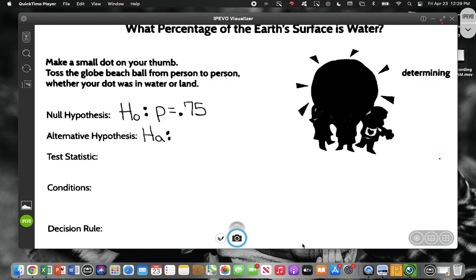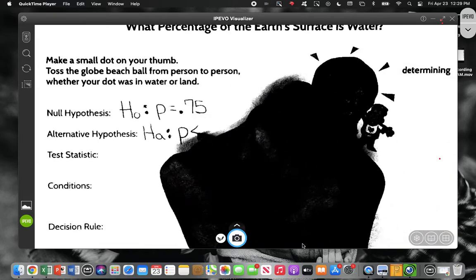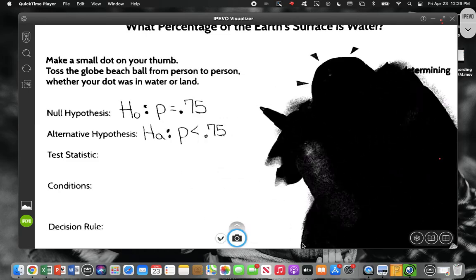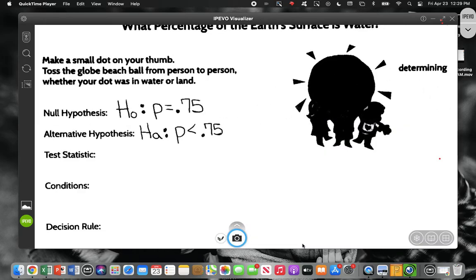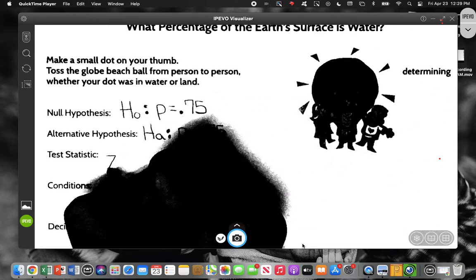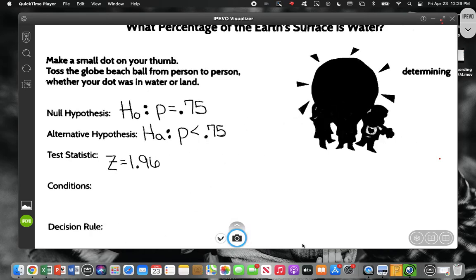I honestly thought it was less. So we would say p is less than 0.75. All right, and then we determined our test statistic was a Z or a T on this one. Z was 1.96, and where did we get that from?